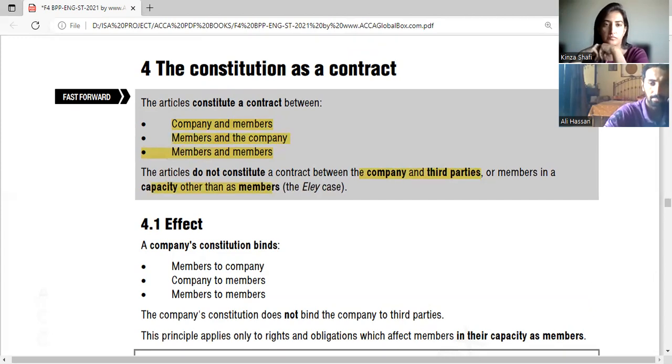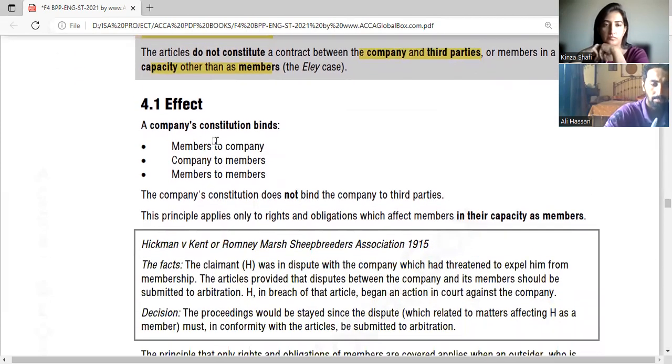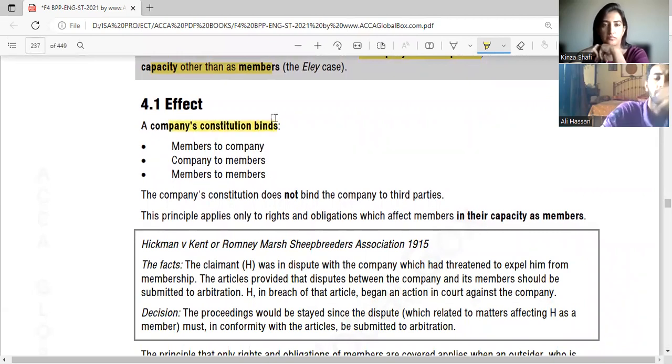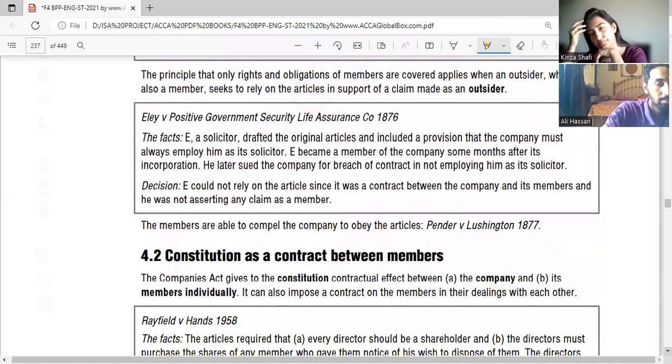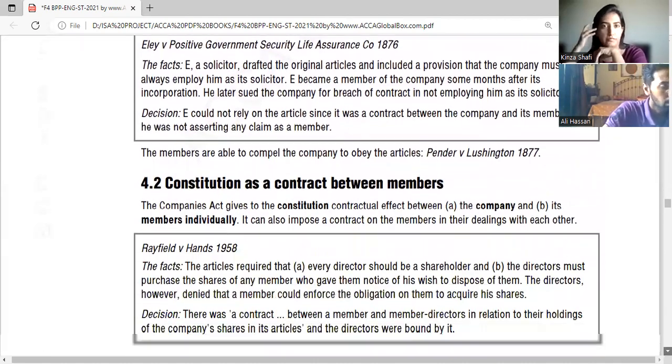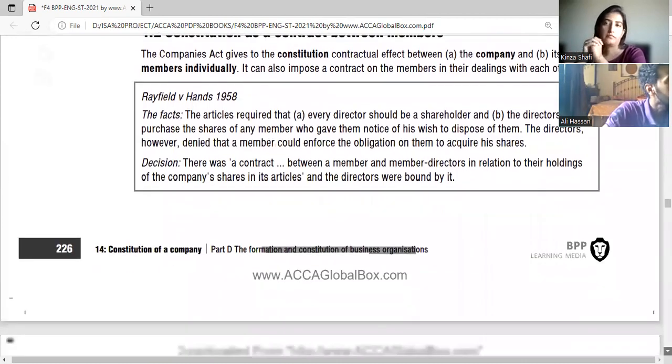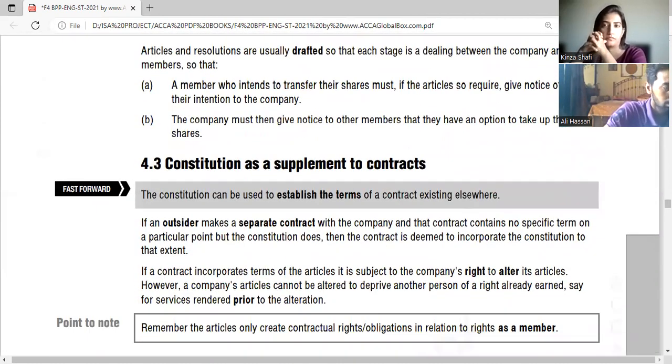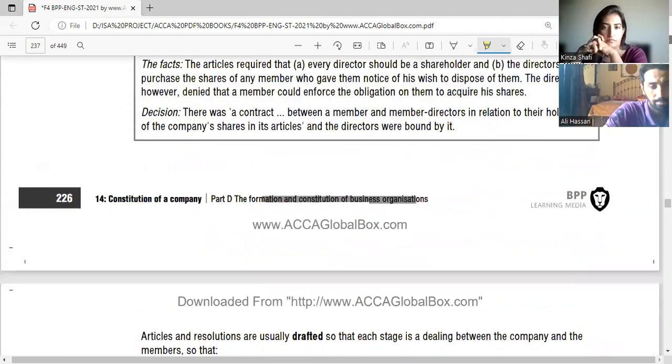All right, next, effect. A company's constitution binds members to the company, the company to members, and members to members. They do not bind third parties. That's it. You can just go through these case studies.